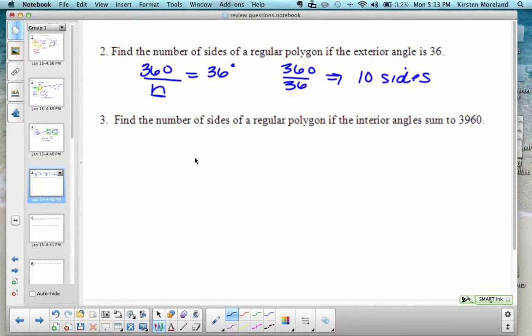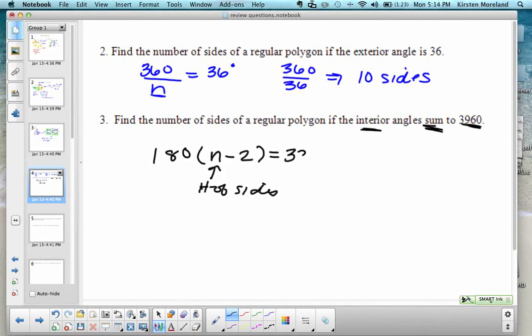Alright, find the number of sides of a regular polygon if the sum of the interior angles is 3,960. The formula we're using for the interior angle sum is 180 times n minus 2. We don't know the number of sides, but we do know that the angles all sum to 3,960. There's multiple ways you can go about solving this. A lot of people tend to distribute first. That's fine. So you get 180n minus 360 equals 3960.